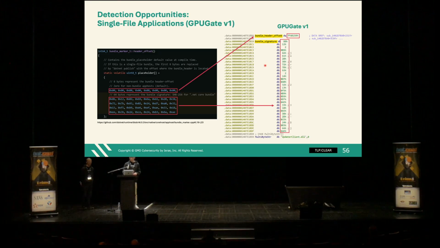So you can actually search for this bundle signature in GPUGate version 1 to confirm that this is a single file bundle. Immediately, you can see here, this is the bundle signature itself, and it matches exactly what was found in GPUGate version 1. Just before this is the 8-byte bundle header offset, which is obviously non-zero, which confirms this is a single file application.